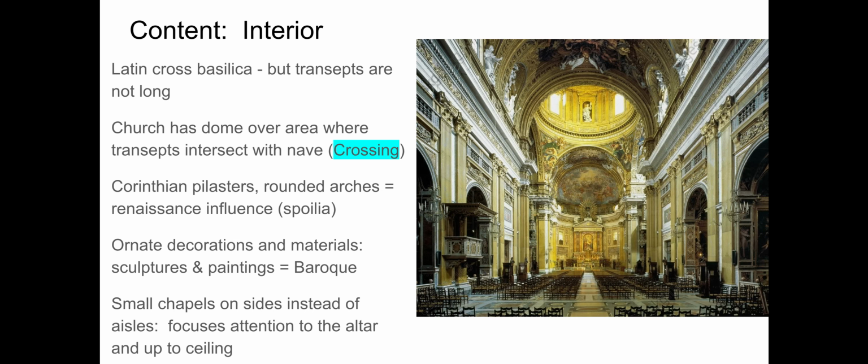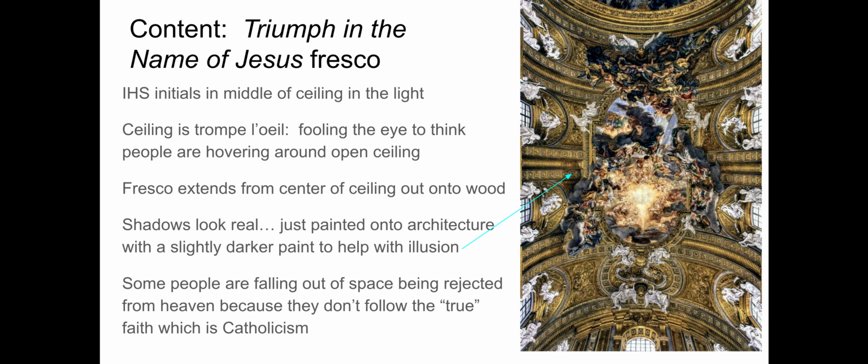So that's the interior. It's your traditional Christian basilica, yet it's focusing you more in this center portion here. So let's shrink the transepts a little bit. Let's get rid of the aisles and just put chapels there. Let's focus everyone's attention on the message, which exists in the altar and in the paintings of the ceiling above you. So going on to the ceiling, you have the fresco called Triumph in the Name of Jesus.